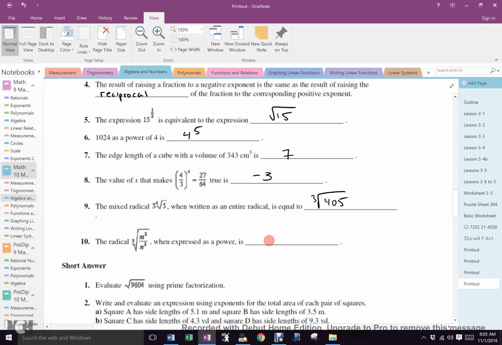And that is... Okay, this one has a couple of answers. I will accept both of them. You could have this, m squared over n cubed, all to the 1/3. That is acceptable. Or you could go one step further and have m to the 2/3 over n. Both of them are acceptable.